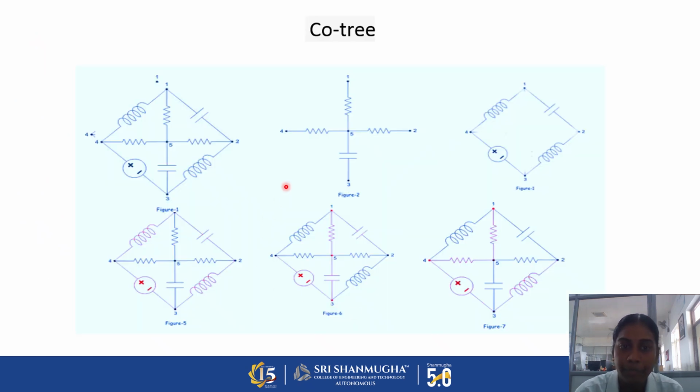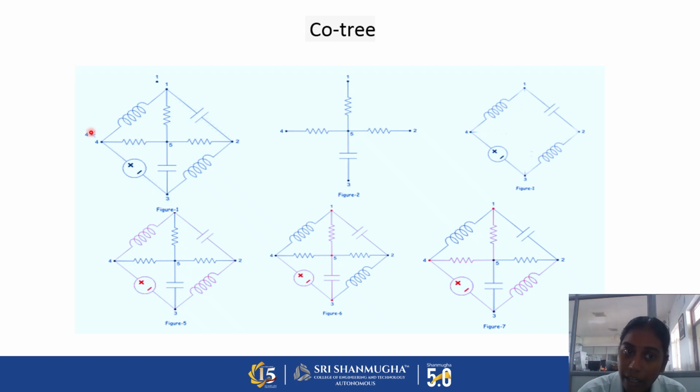Then cotree. So this is the original diagram. In this diagram we can have a tree structure. Tree structure means we should include all the nodes. So the total number of nodes are 1, 2, 3, 4 and 5. So the number of nodes here is 5. So we should include all the 5 nodes. This is one type of tree.